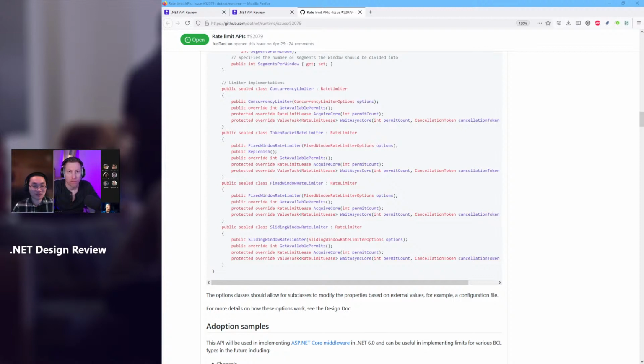Anybody have any opinions of Replenish versus TryReplenish? I definitely think if it's not going to replenish, it shouldn't just be named Replenish. I definitely agree. If there are scenarios where it's not going to do what I told it to do, calling it just Replenish doesn't make sense.